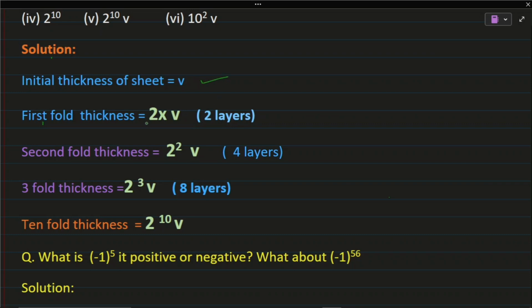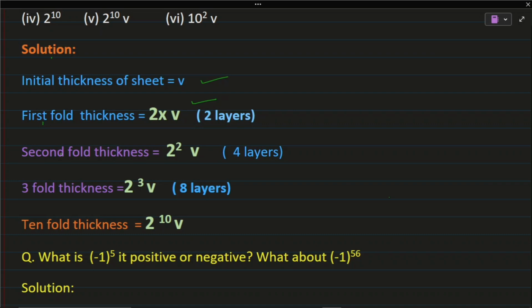And when we are folding one time, then two layers will be there. One paper when we are folding, two layers will be there. So one layer thickness is V. So two layers thickness will be 2 multiplied with V. So 2 into V, first fold thickness.